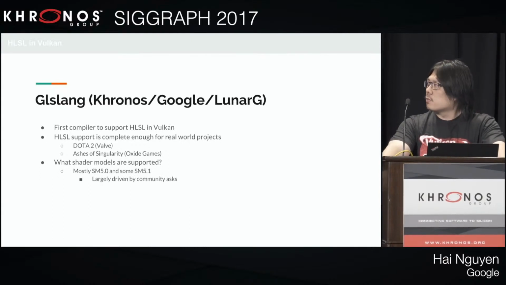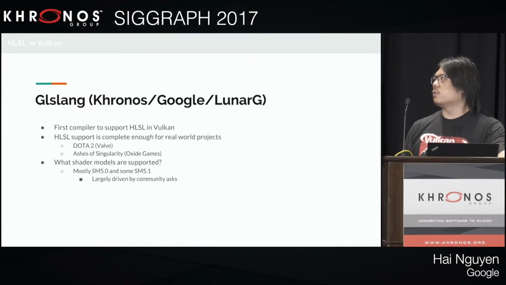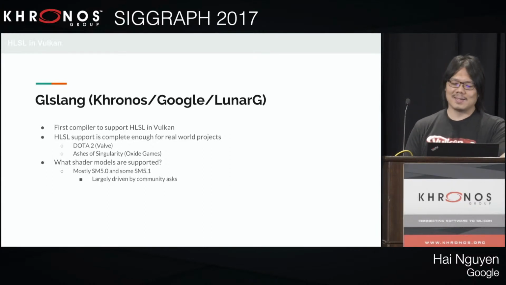So which shader models are supported? Currently, most of SM5 and some of SM5.1 is supported. The specific features are largely driven by community ask. So if there's something that's missing, please go to the GLslang repo and make a feature request.